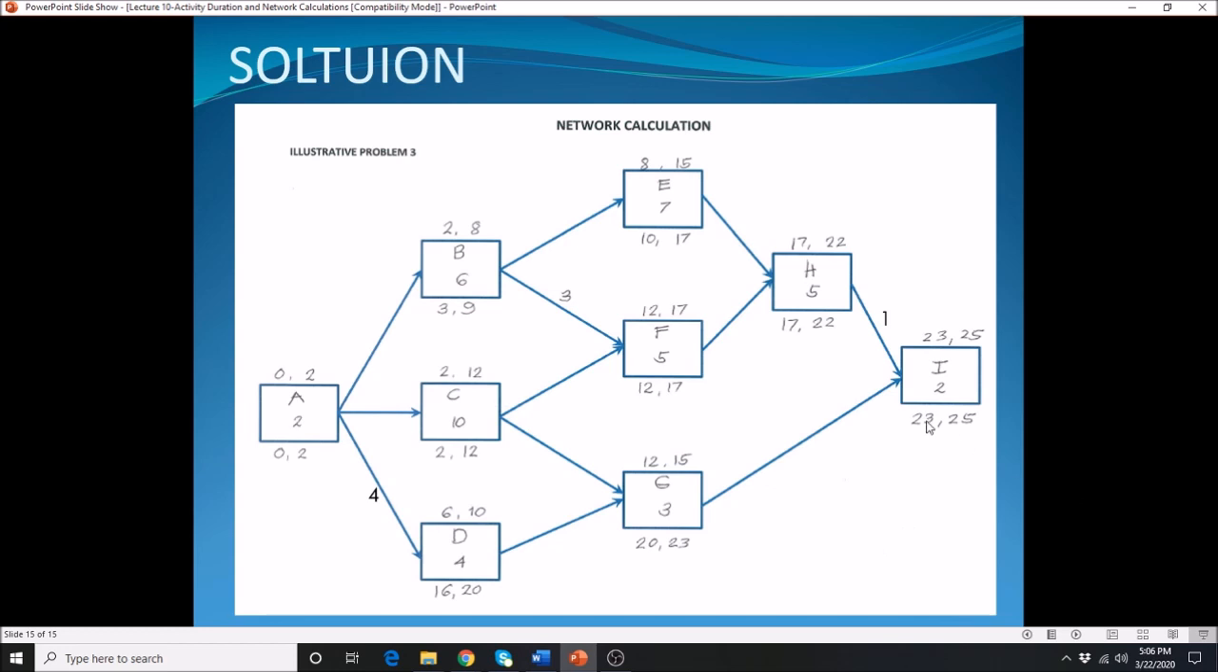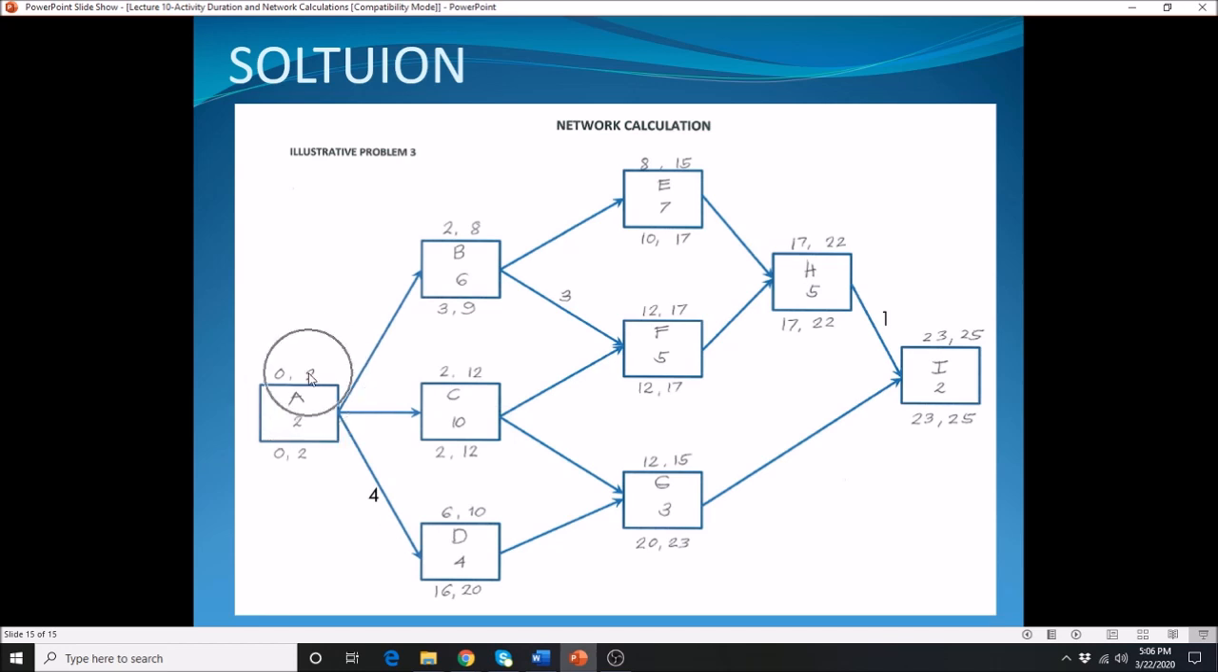Alright, so perform now the forward. So 0 plus 2 equal to 2. Carry over 2 plus 6, that's your 8. Carry over your 2 here. 2 plus 10 equals to 12. 2 plus 4, don't forget, right? That's the lag time.